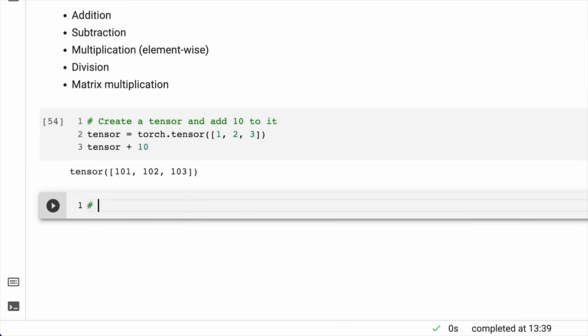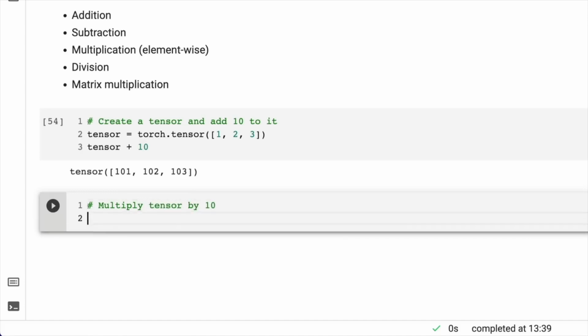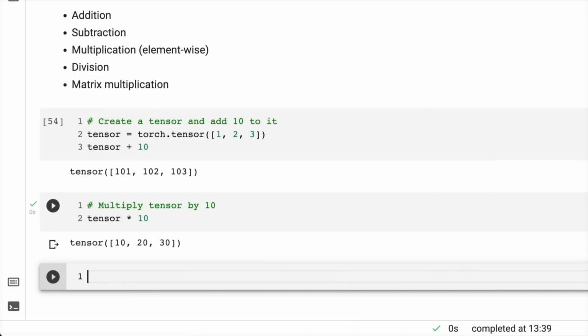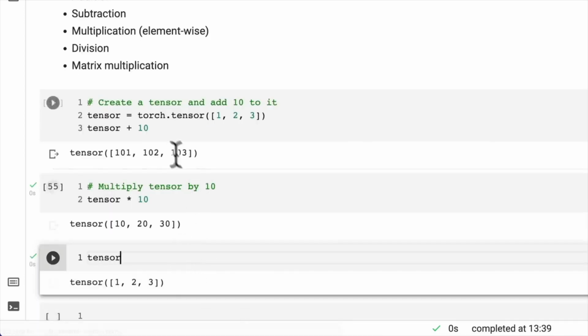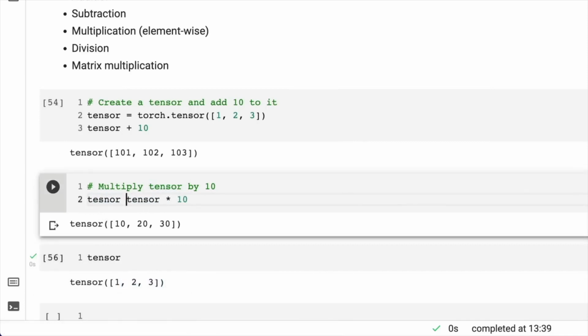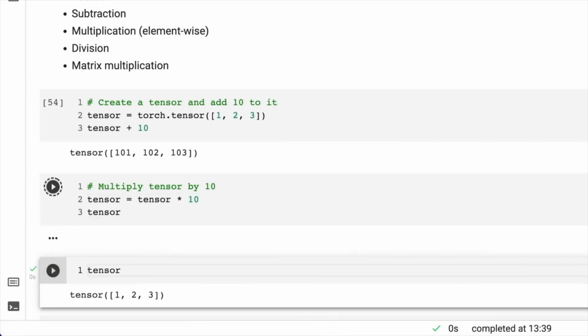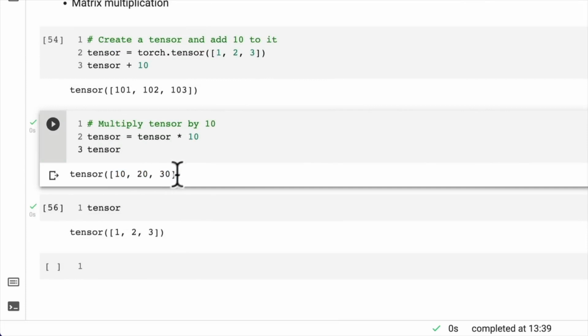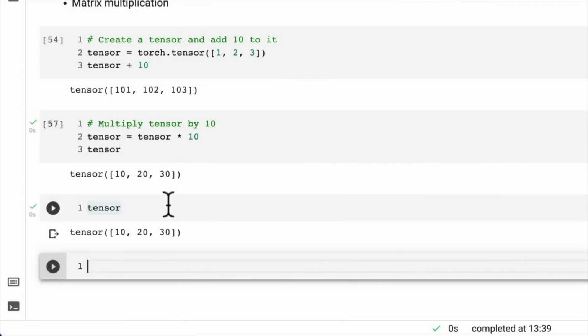So let's go multiply tensor by 10. We can go tensor star, which on my keyboard is shift 8, 10. We get 10, 20, 30. And because we didn't reassign it, our tensor is still 1, 2, 3. So if we reassign it here, tensor equals tensor times 10, and then check out tensor, we've now got 10, 20, 30. And the same thing here, we'll have 10, 20, 30.